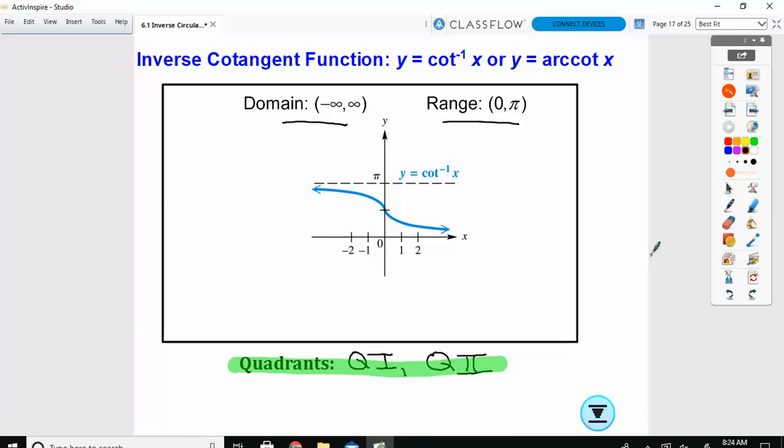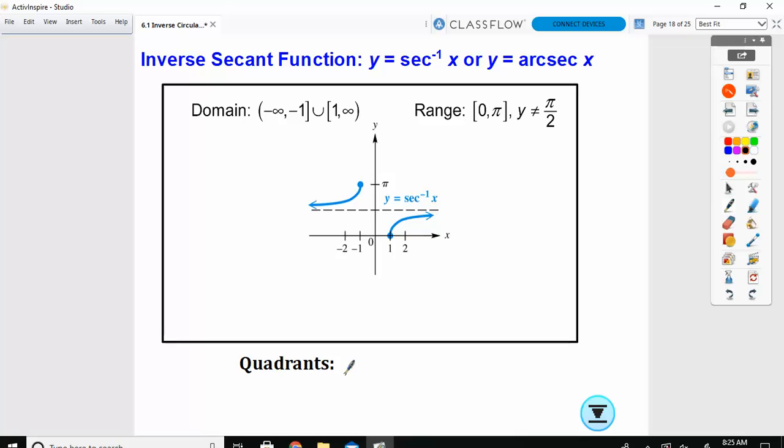Secant and cosecant match what we did for sine and cosine. So the first one I have on here is secant. Secant is the reciprocal of cosine. So which quadrants did we use for cosine inverse? 1 and 2. So secant inverse will also be quadrants 1 and 2. It does have asymptotes in it, that's why your domain looks a little bit weird. But again, that's not really what I will ever test you on.